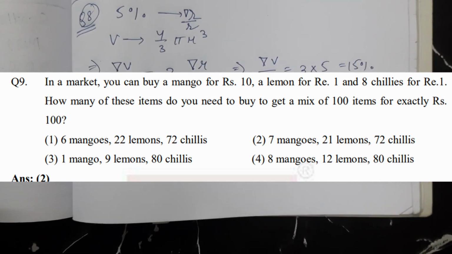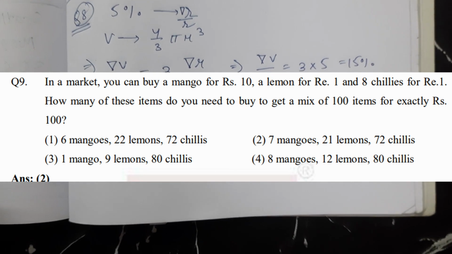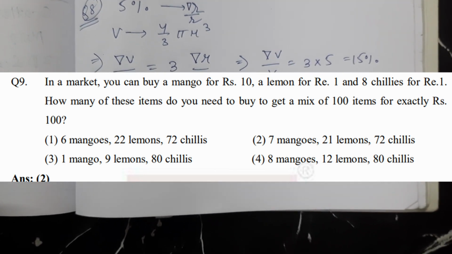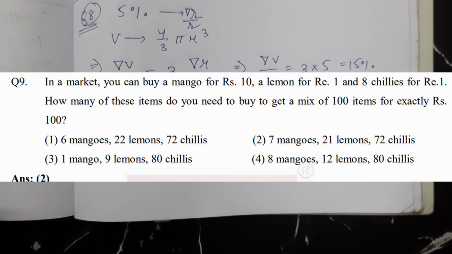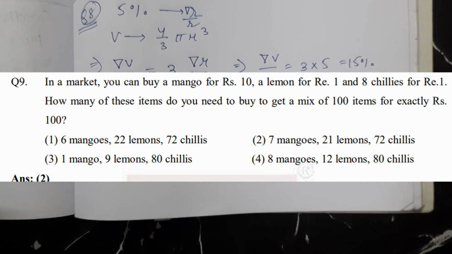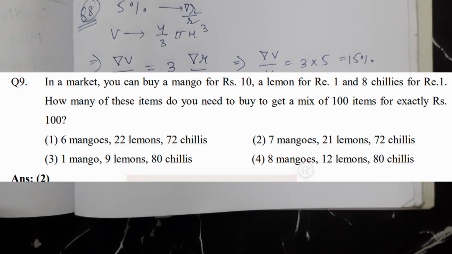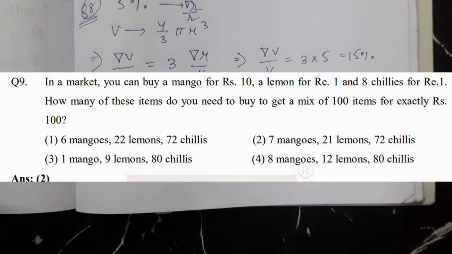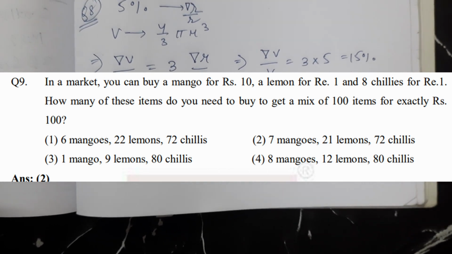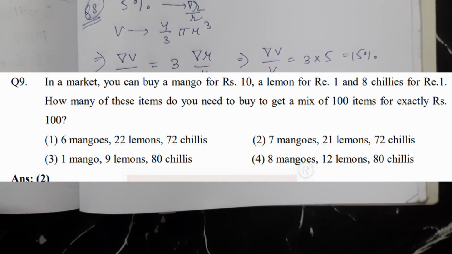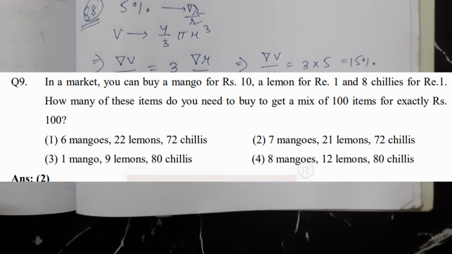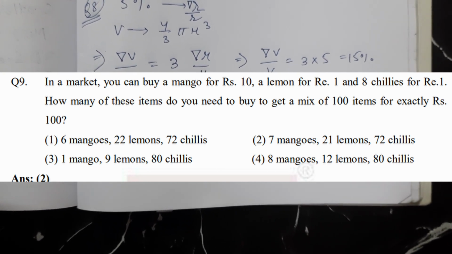Now, here you can see that among the options, the third option does not even add up to 100, it adds up to 90. So 80 chilies plus 9 lemons plus 1 mango, if we add up the total number of items, that is equal to 90. So the third option is straight away gone. What we need to do is check the first option, second option and fourth option.